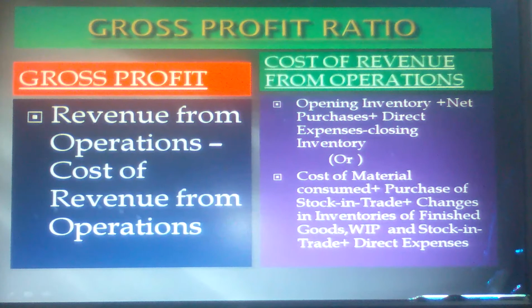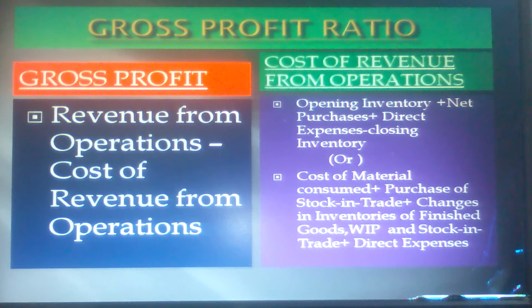Here, how to calculate gross profit? What is the meaning of gross profit here? You can say revenue from operations minus cost of revenue from operations. That's how you will get gross profit easily. What is the meaning of cost of revenue from operations? Nothing but our opening inventory plus net purchases. What is the meaning of net purchases? Purchases minus purchase return. Then you add direct expenses, then subtract closing inventory. Whatever inventory you have, you exclude spare parts and tools.